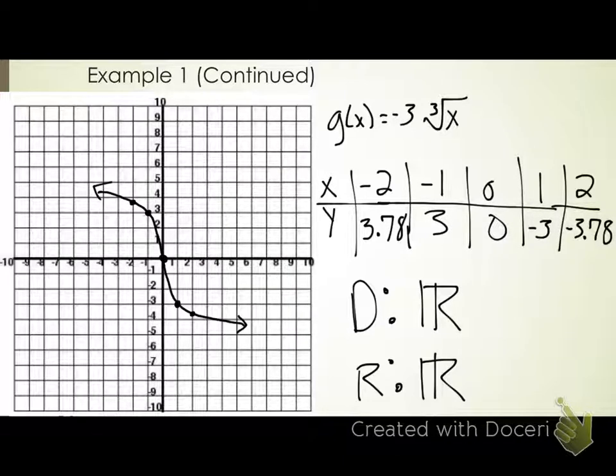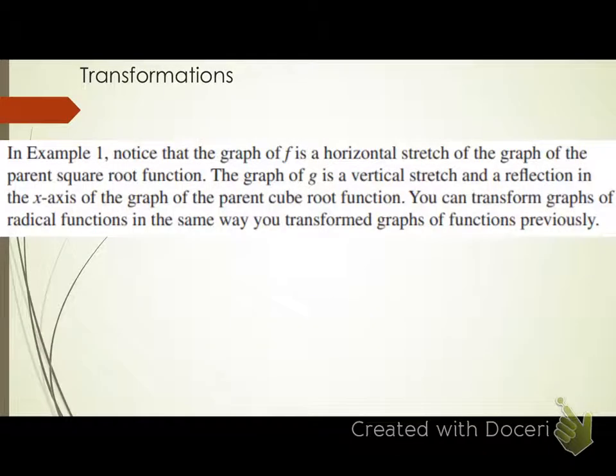Not too bad? Moving on. Transformations, told y'all they were coming. If you notice in example 1, the graph of f was a horizontal stretch of the graph of the parent square root function. The graph of g was a vertical stretch and a reflection in the x-axis of the graph of the parent cube root function.